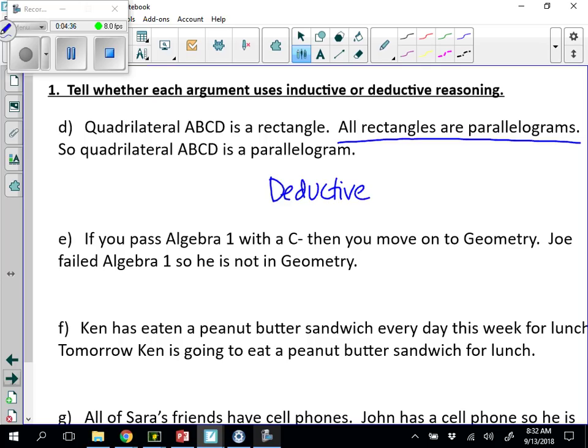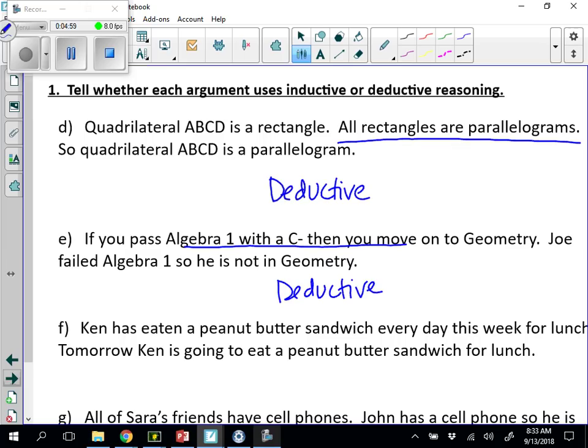Part E, if you pass algebra 1 with a C minus, then you move on to geometry. Joe failed algebra 1, so he is not in geometry. So if this is the rule, and by the way, this is the rule at Lee's Summit, if you pass algebra 1 with a C minus, then you move on to geometry. So he failed algebra 1, so I can use logic because this rule exists that he must have a C minus. So this is deductive.